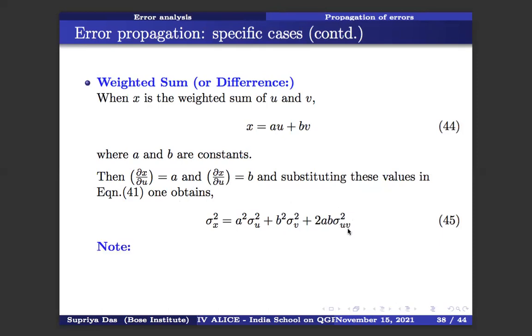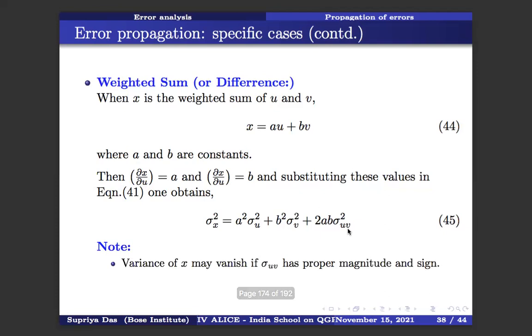There are 2 points to note here. The first point is the variance of x, which is sigma square x. If you closely see this equation, you will realize that it may vanish if this correlation term has proper magnitude and sign. That means this is one quantity and this is another quantity. If this becomes negative and matches the magnitude of the others, your sigma square x may vanish.